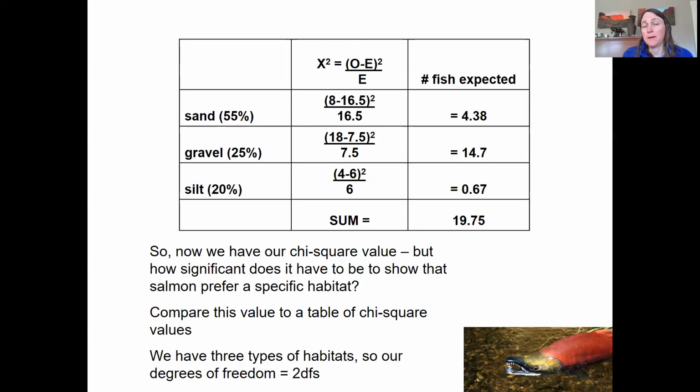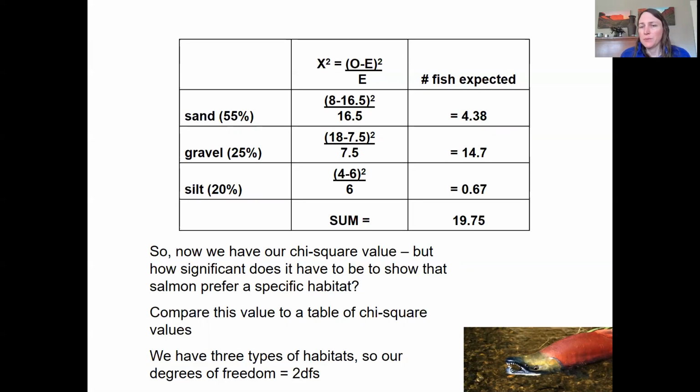So we observed 18 in the gravel, but we only expected 7 and a half. We subtract those 2 numbers, square them, and divide by 7 and a half. In the silt, we observed 4, we expected 6. 4 minus 6, squared, divided by 6 is 0.67. Then we sum those 3 values up, and we get 19.75.